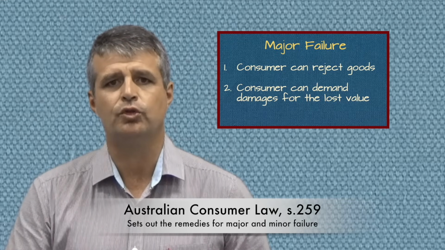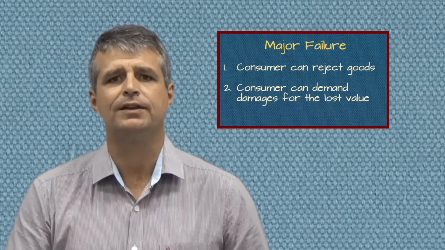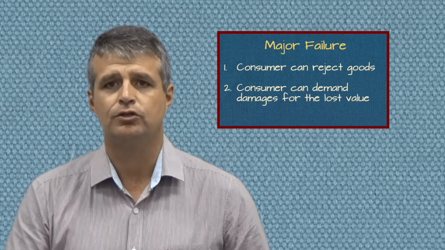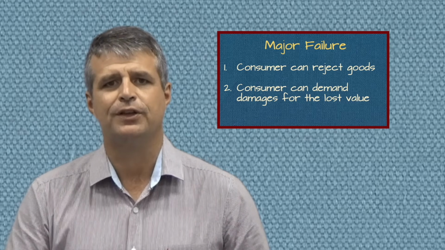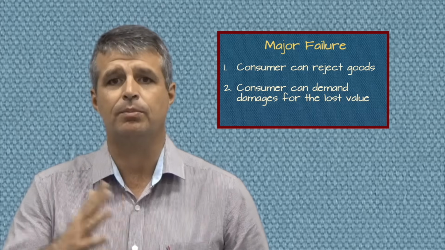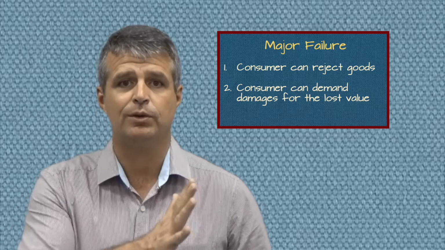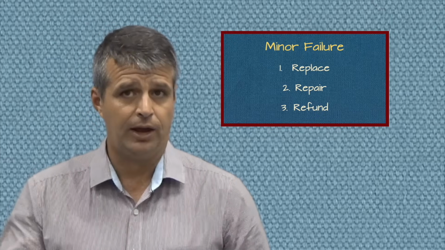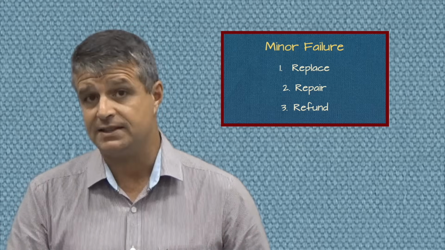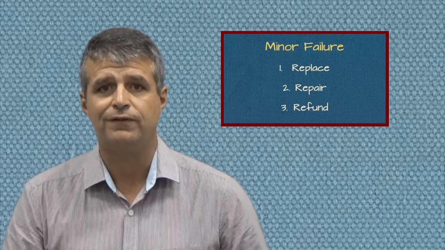In the case of a major failure, the consumer can reject the goods or services, or alternatively, they can take legal action under the Act to recover any lost value. So that is the difference in value between the product as it is and its value if the failure had not occurred. If the failure is minor, then it's the supplier who gets the options. They have the option of replacing the product, repairing it, or refunding the cost price. Now, those are the remedies that the individual consumer can go after under the Australian consumer law.